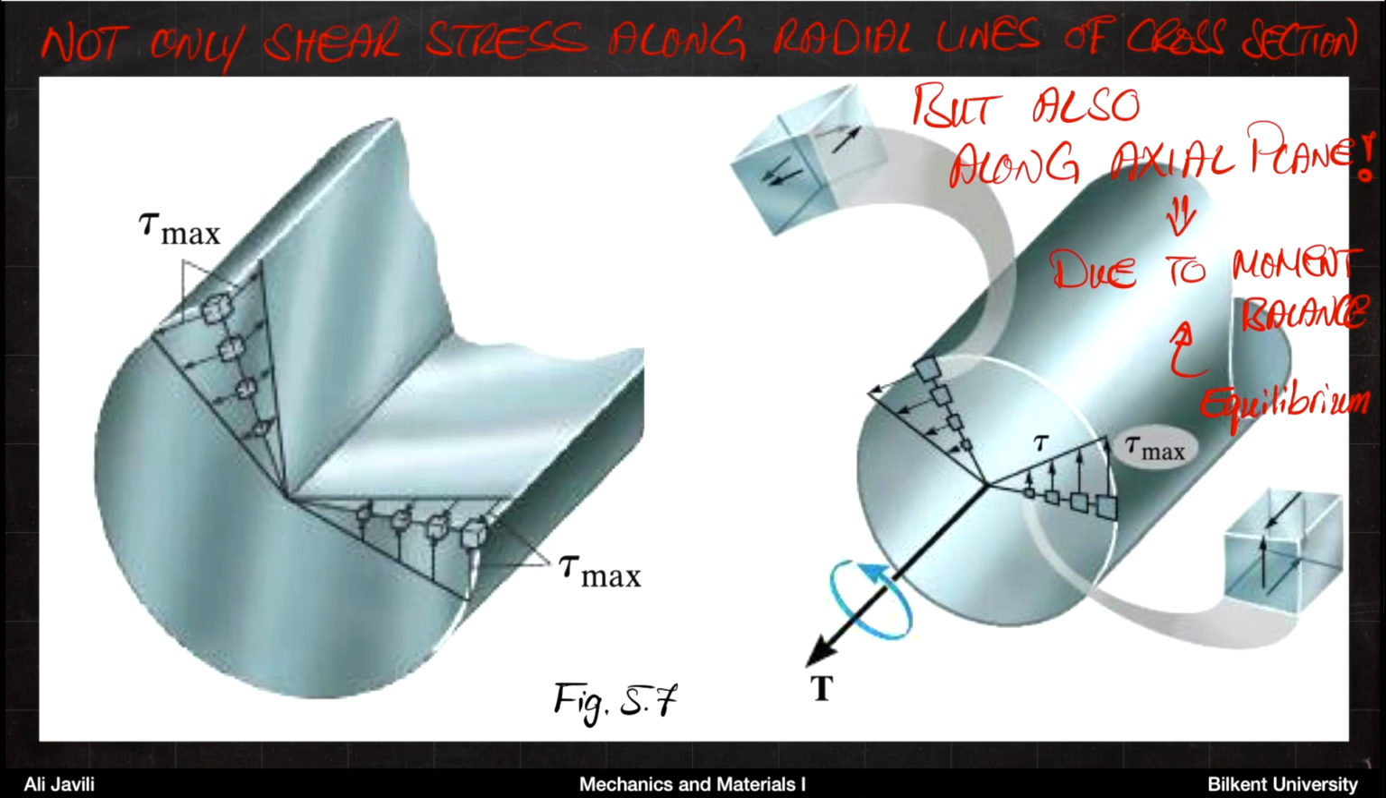So in other words, not only do we get shear stresses along radial lines of the cross-section, but also we get shear stresses along axial planes. And then again, this is exactly due to the moment balance, or due to the equilibrium of moment, as we discussed before when we talked about shear stresses.